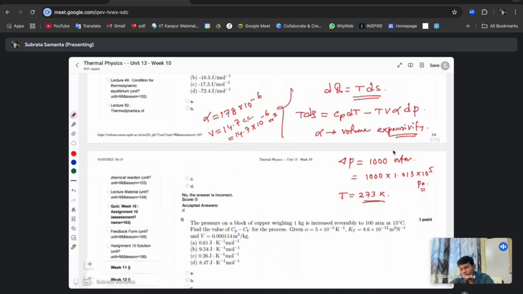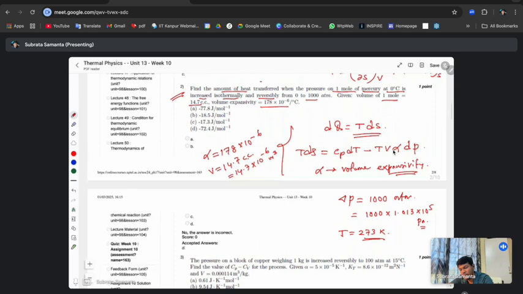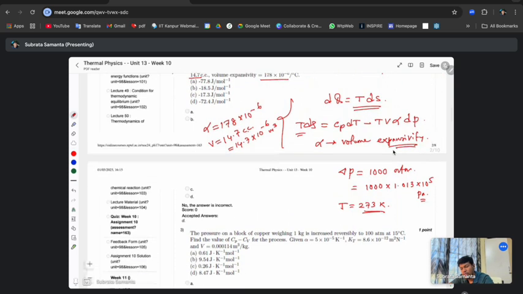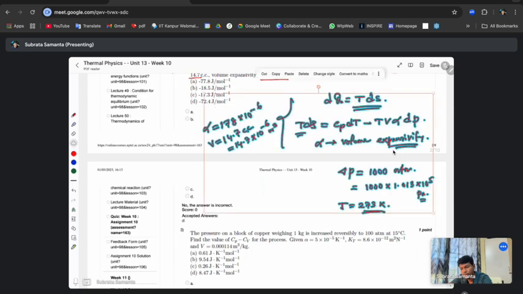So then we have to calculate the amount of heat transfer, I mean delta Q. This is basically T delta S. Use this data, and you can calculate delta Q.